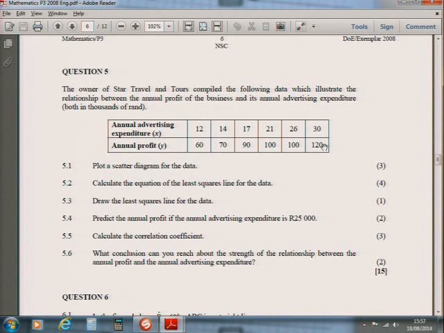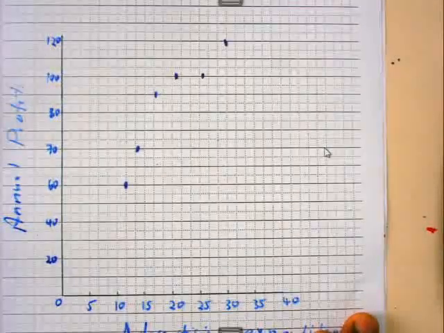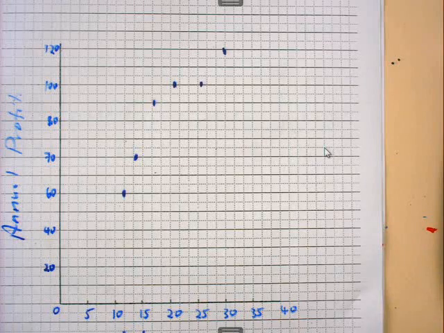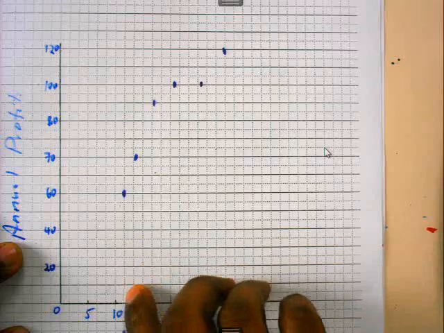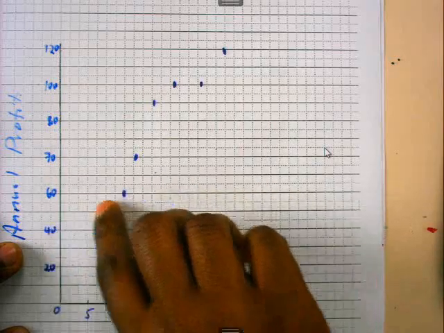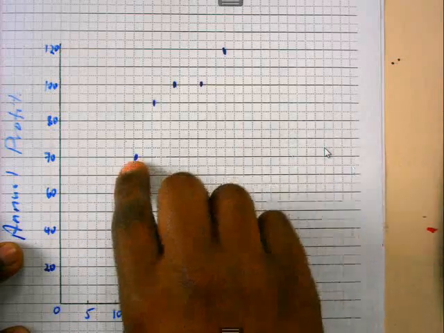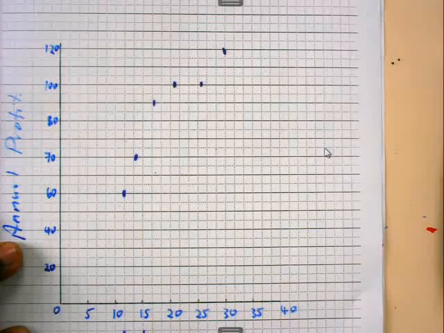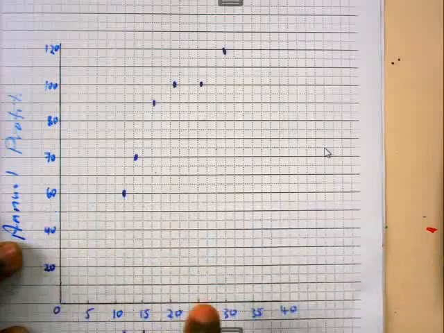Good. Your scatter plot might look more or less like this one. Yours might be more accurate. Remember, we are gunning for accuracy here. You need to be very, very accurate. 12 rand gave us 60 rand profit. 14 rand gave us 70 rand profit. Do you see that? 14 goes with 70 rand, and here 12 rand goes with 60 rand, and so on.